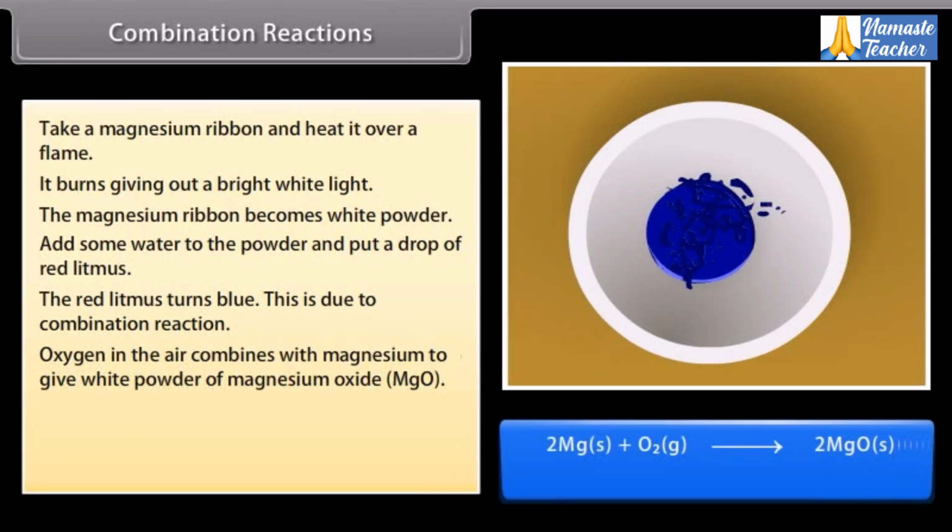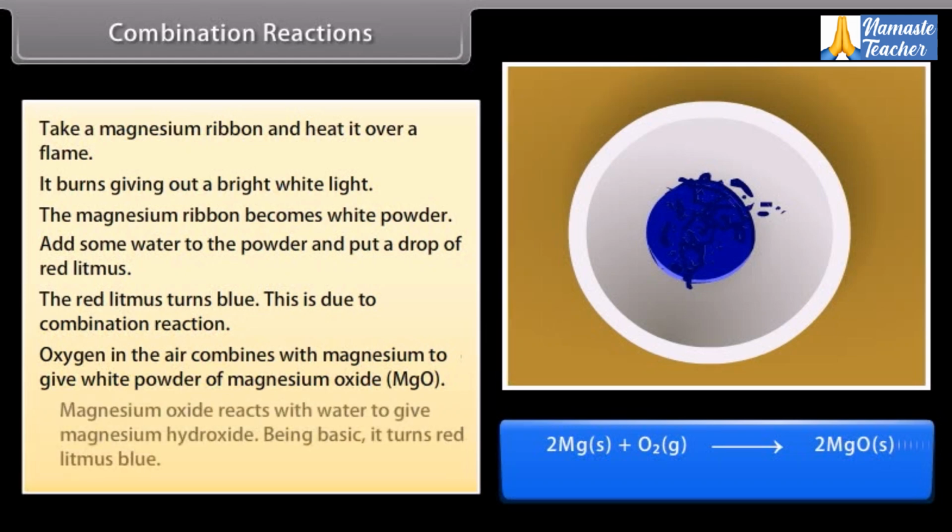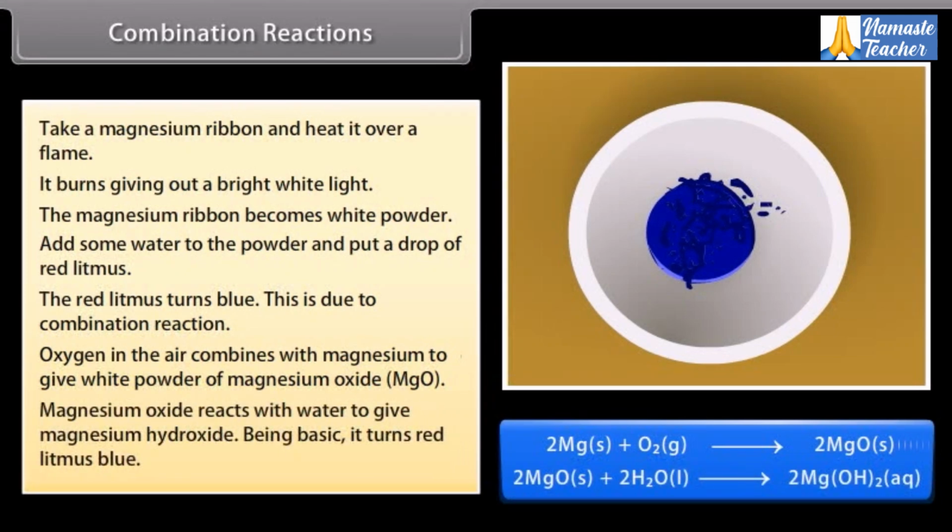Oxygen in the air combines with magnesium to give white powder of magnesium oxide. Magnesium oxide reacts with water to give magnesium hydroxide. Being basic, it turns red litmus blue.